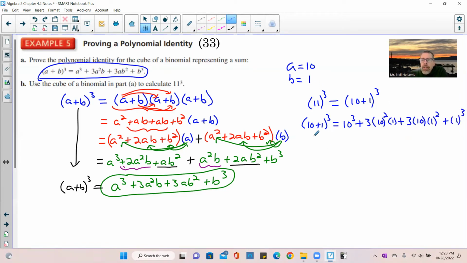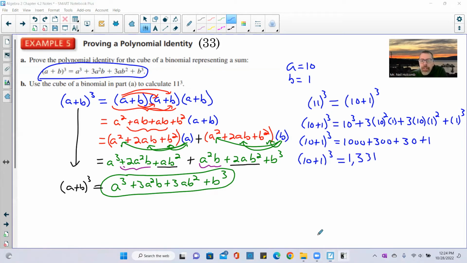Okay, so (10 plus 1) cubed equals 10 cubed is 1,000, plus 10 squared is 100 times 3 is 300, plus 10 times 1, well, 1 squared is 1. 10 times 1 is 10. 10 times 3 is 30. And then finally, 1 cubed is 1. So (10 plus 1) cubed equals 1,331. Okay? And that's what 11 cubed is.